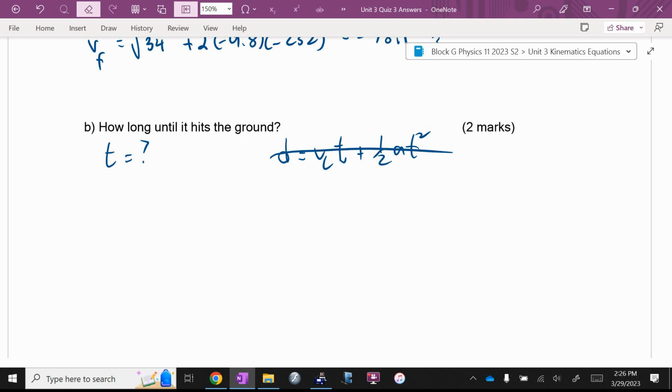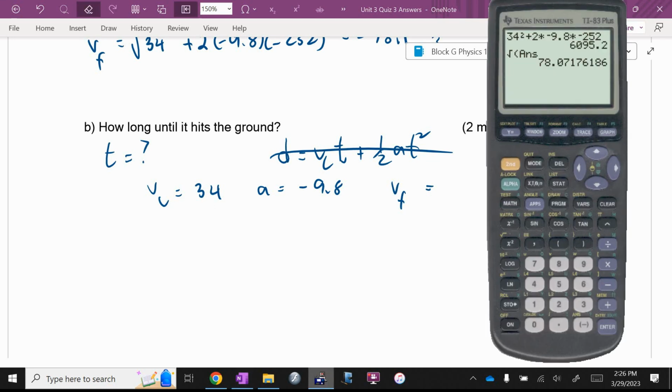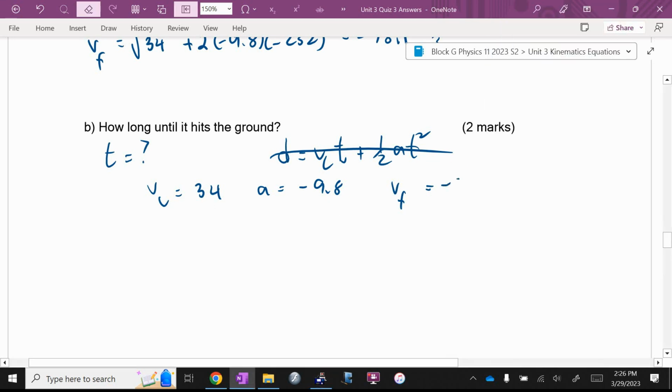What else do I know? I know VI. Anderson, what was VI? What was A? I know VF. This is the one time you're going to have to use an answer to find an answer. VF is negative 78. And I'm even going to put the 0, 7, and 2. I'll carry a few extra sig figs just so I'm a bit more accurate.